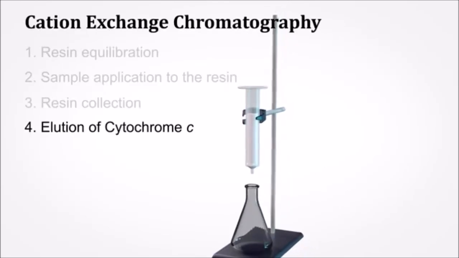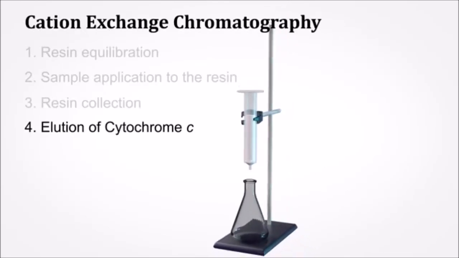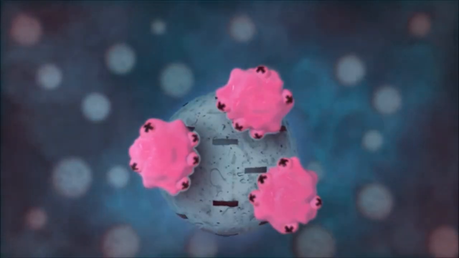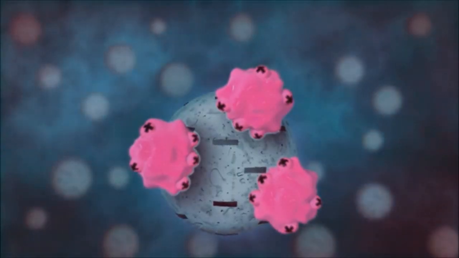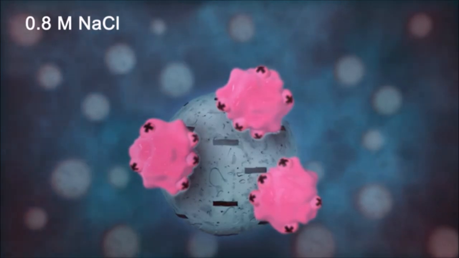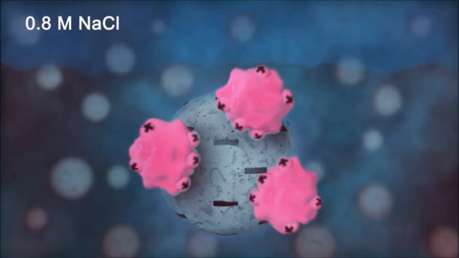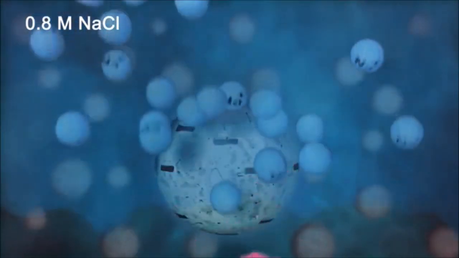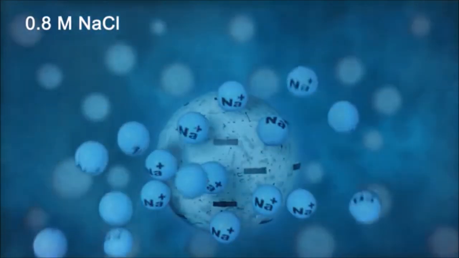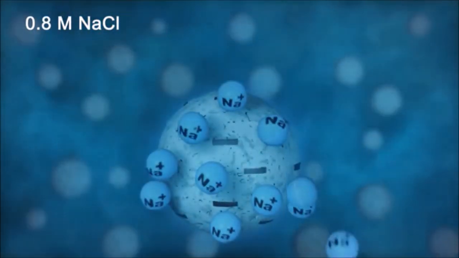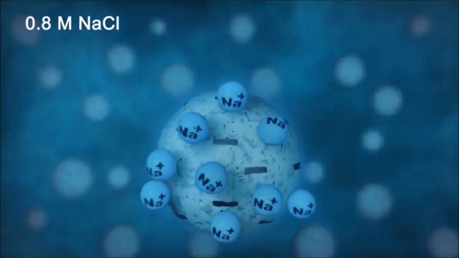Elution of cytochrome C. To elute cytochrome C from the column, a buffer solution with a higher concentration of sodium ions, 0.8 molar sodium chloride, is used. The increased ionic strength of the solution will result in sodium replacing cytochrome C on the column.